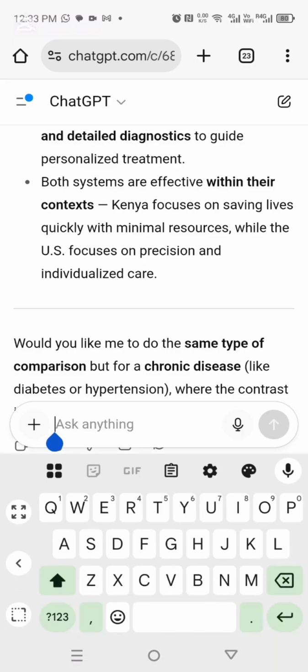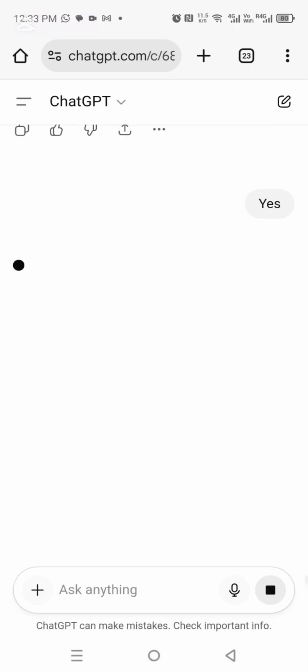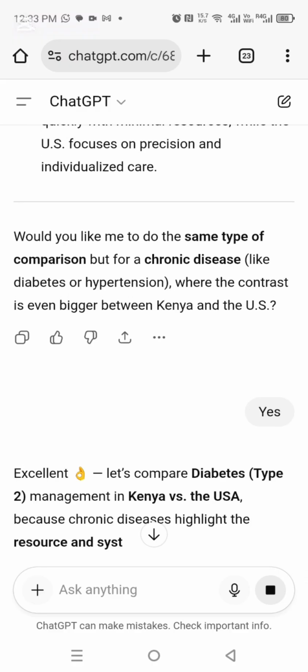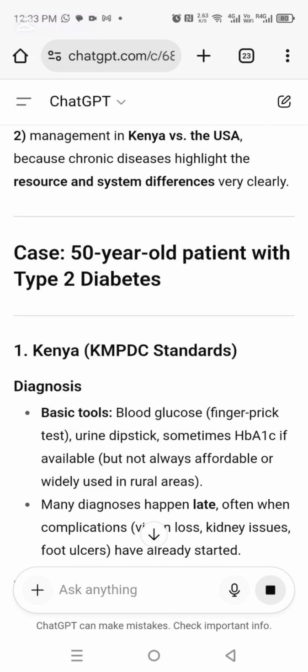Let's continue. Would you like me to do a comparison for a chronic disease like diabetes and hypertension, where the contrast is even bigger between Kenya and the US? This is crazy. So, diabetes type 2 management in Kenya versus the US, because chronic disease highlights the resource and system differences very clearly. Now, oh my god, I'm even scared of looking at this.